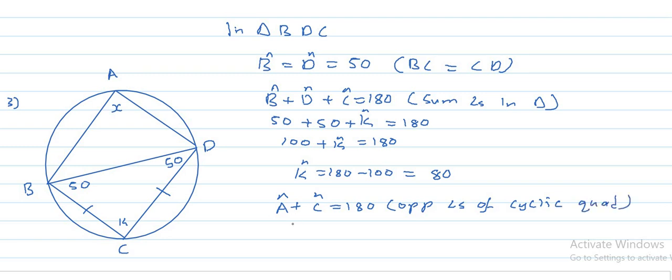Angle A is x plus c, which is k, we got it to be 80, equals 180. Therefore, the value of x, we transpose 80 to the right hand side. It becomes 180 minus 80, which equals 100 degrees. That's the value of x and k. Let's go to the next question.